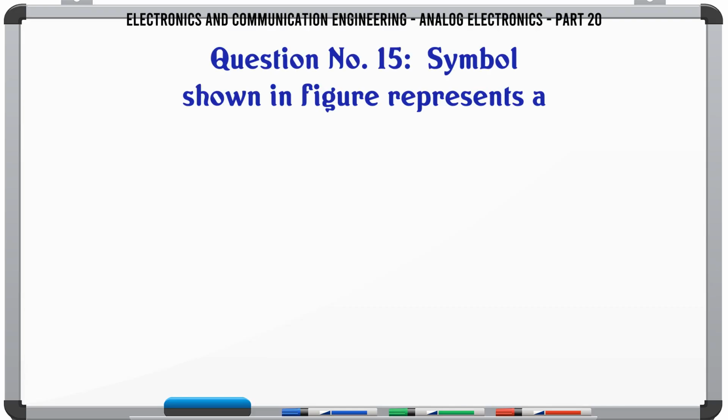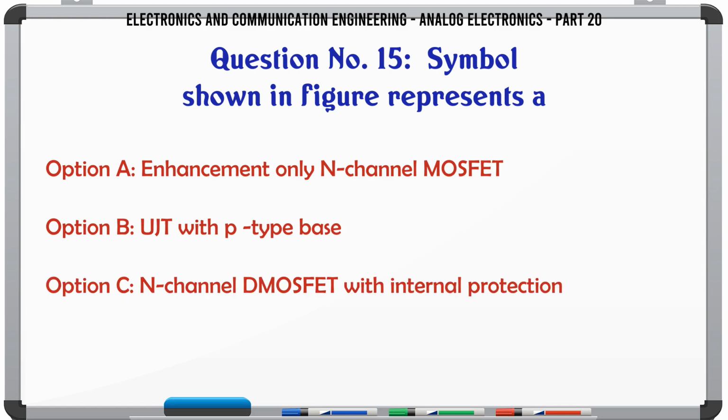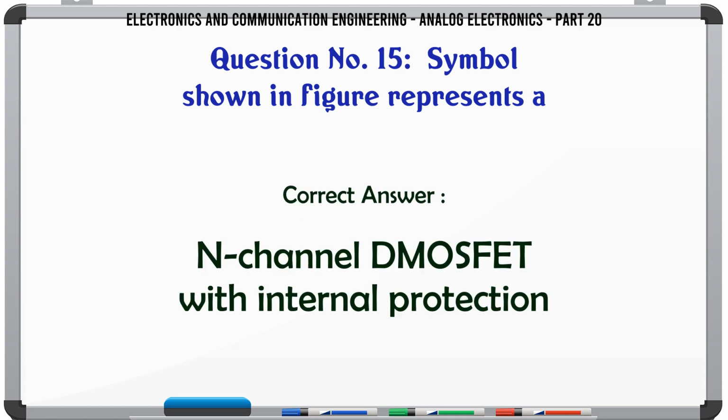Symbol shown in figure represents A. Enhancement only N-channel MOSFET. B. UJT with P-type base. C. N-channel MOSFET with internal protection. D. Phototransistor. The correct answer is N-channel MOSFET with internal protection.